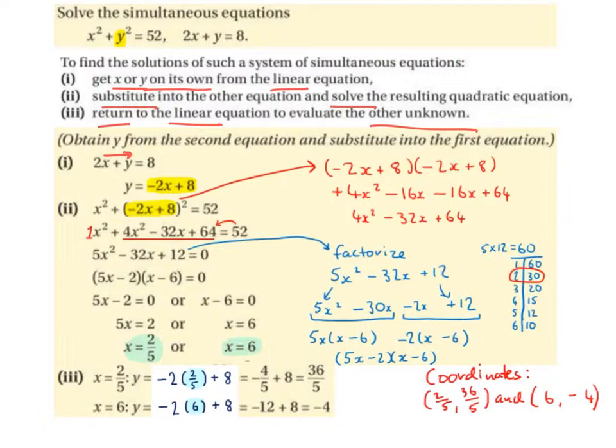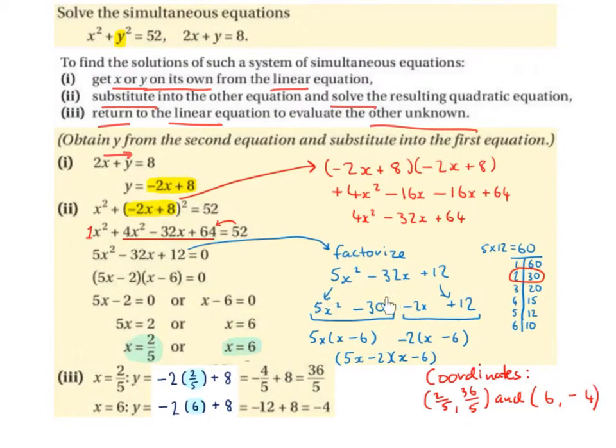So factorizing, I bring down the 5x squared and the plus 12. 5 by 12 is 60. These are my factors of 60. This is a plus, which tells me that these are going to be the same sign. This is a minus, which tells me they're both minus. So I need to choose one of the factor pairs that together will give me minus 32, so I go with 2 and 30. So I've got minus 30x minus 2x.